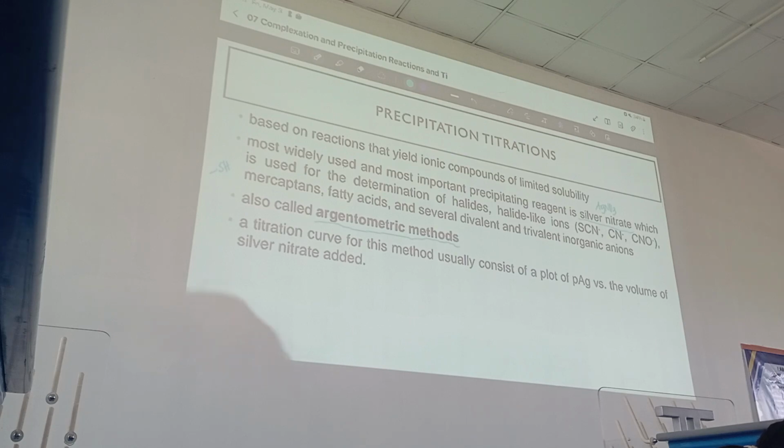So, a titration curve for this method usually consists of a plot of pAg instead of pH versus the volume of the silver nitrate.